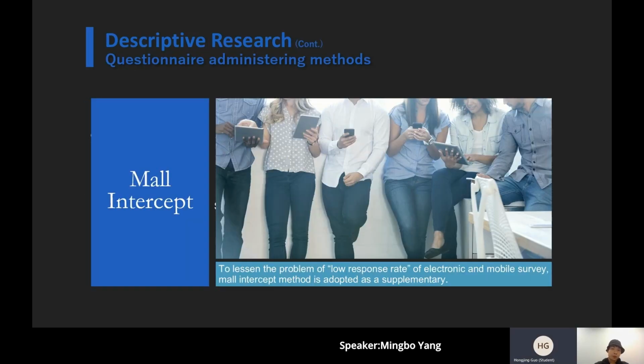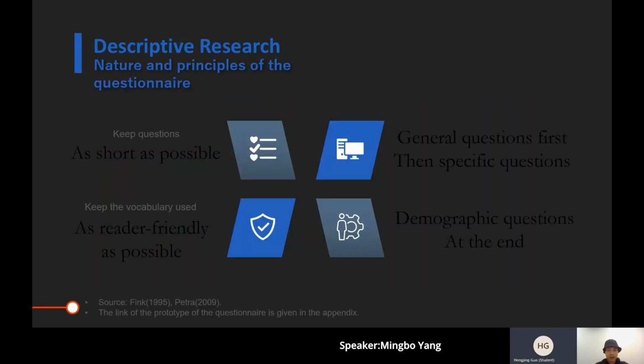Apart from electronic and mobile methods, mall intercept will be utilized as a supplement to obtain a higher response rate. Although some sensitive questions may be answered with social desirability, the two methods adopted can be seen as complementary. So, next page.